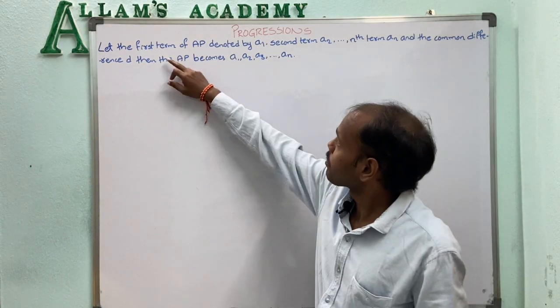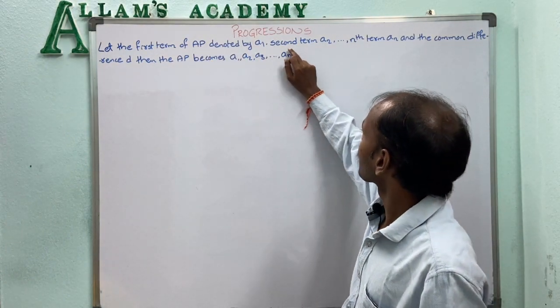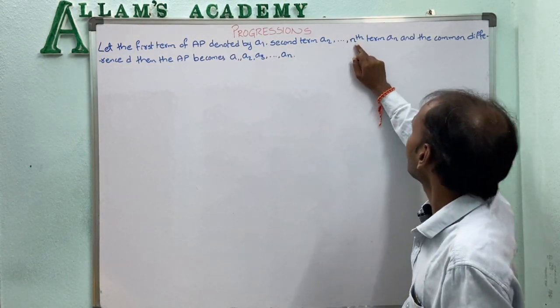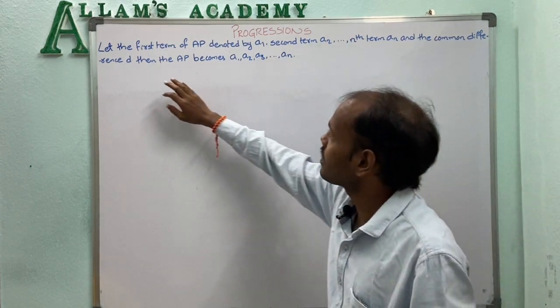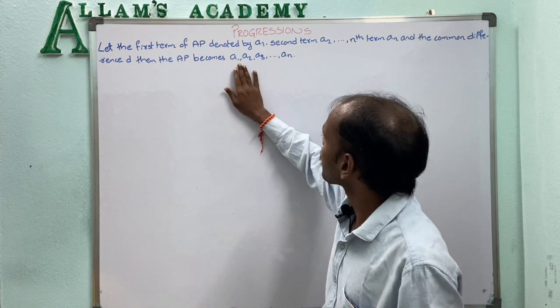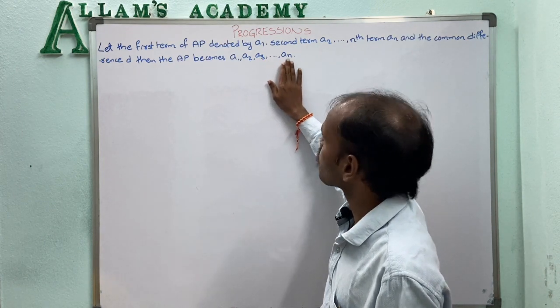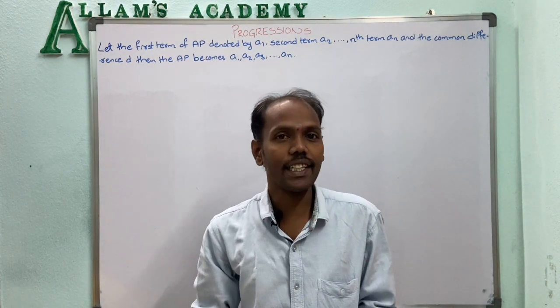Now the first term of an AP is denoted by A1, the second term A2, the third term A3, and the nth term An, and the common difference D. Then the AP becomes A1, A2, A3, and so on up to An.